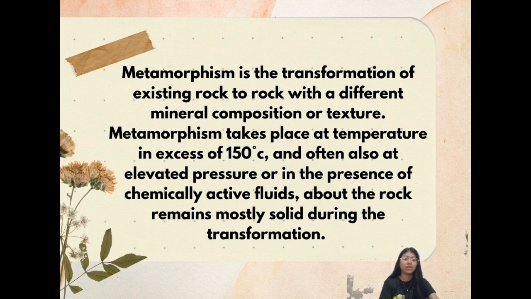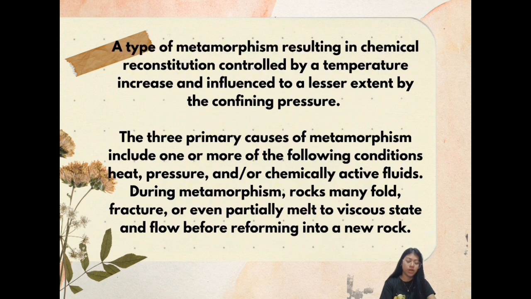Metamorphism takes place at temperatures in excess of 150 degrees Celsius and also at elevated pressure or in the presence of chemically active fluids. The rock remains mostly solid during the transformation. A type of metamorphism resulting in chemical reconstitution is controlled by temperature increases and influenced to a lesser extent by confining pressure.